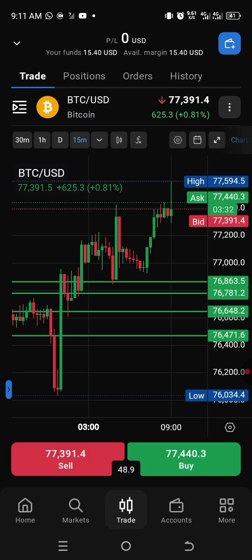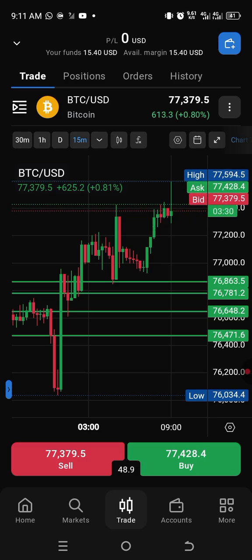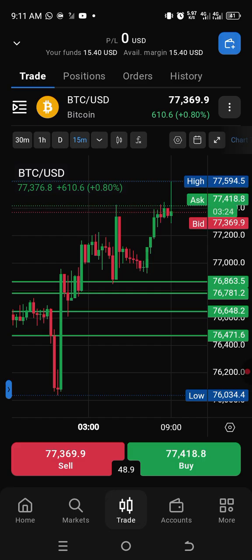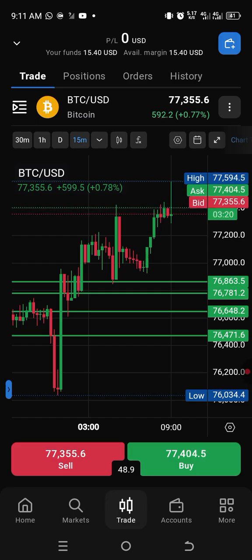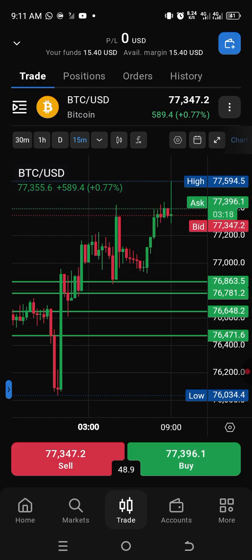If you remember what we did yesterday, this is where we are today. If we had maintained that position, we would have been having more. But you can't say that because there's a lot to be analyzed.